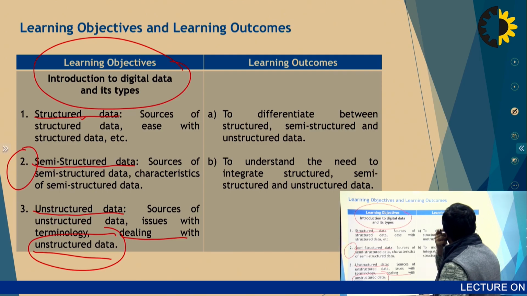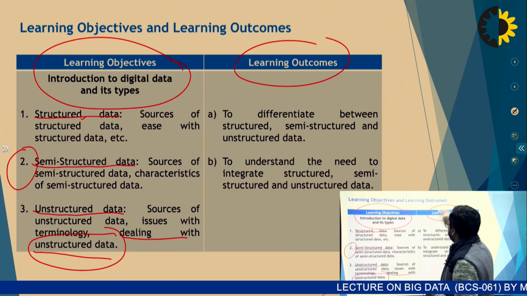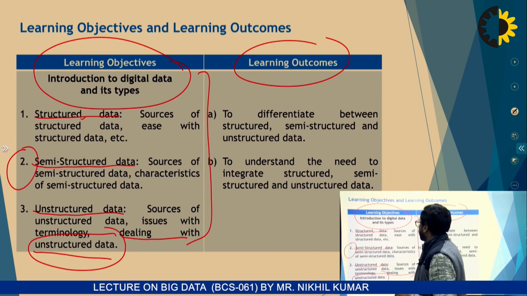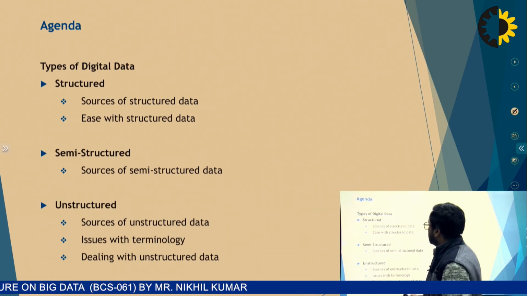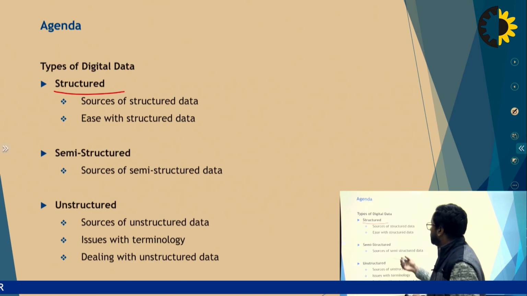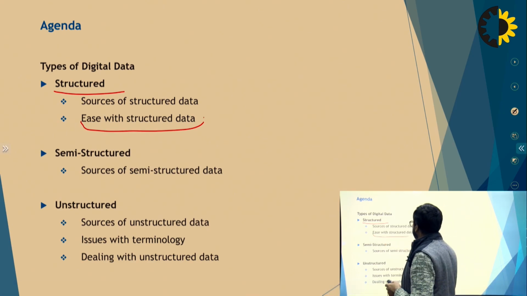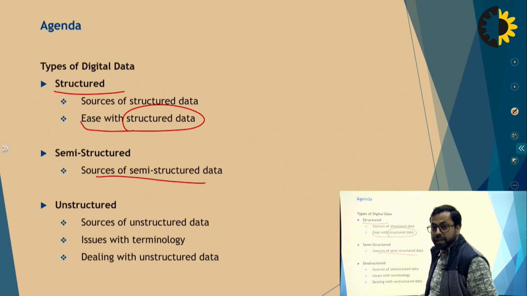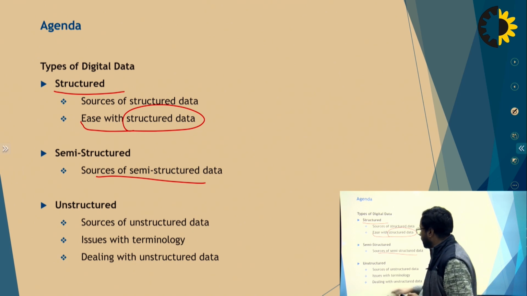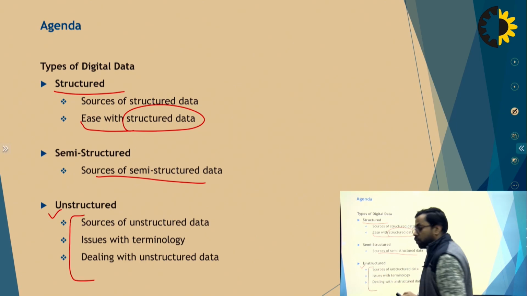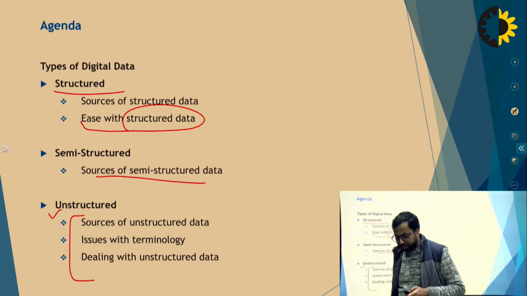Those are the learning outcomes regarding these three concepts: structured, unstructured and semi-structured formations. What will be the agenda? If we discuss the structured formation, the source of structured data is easy with the structured formations. In semi-structured, the source of semi-structured formations will be generated as we discussed earlier. In the unstructured case, we deal with the unstructured formations of the data that are present.